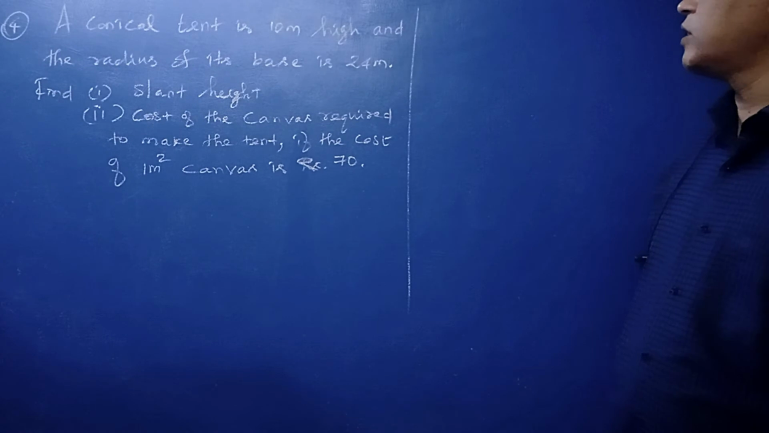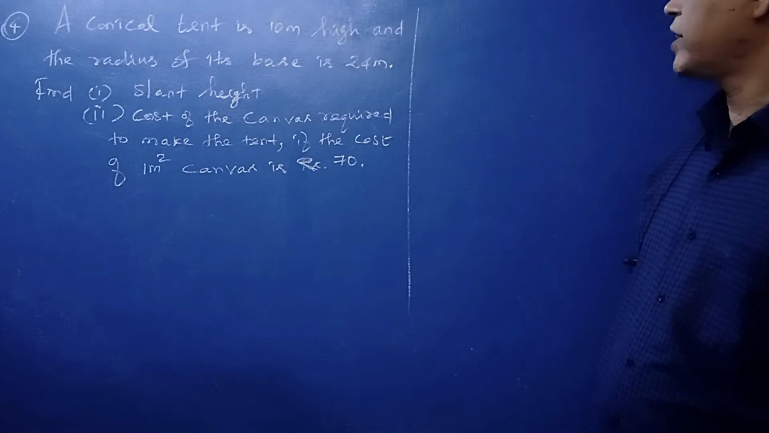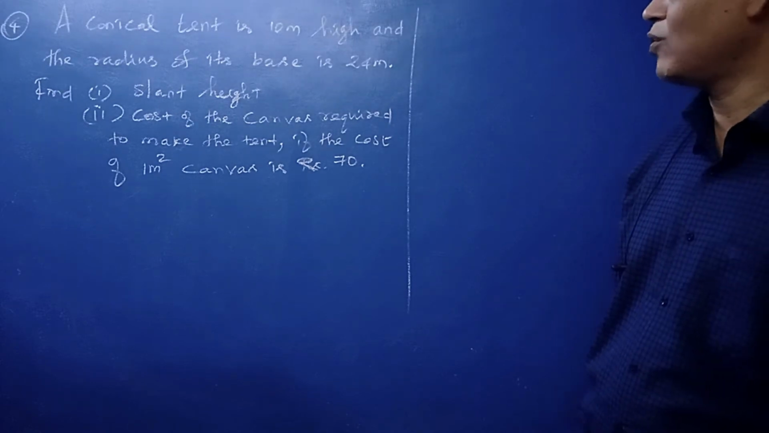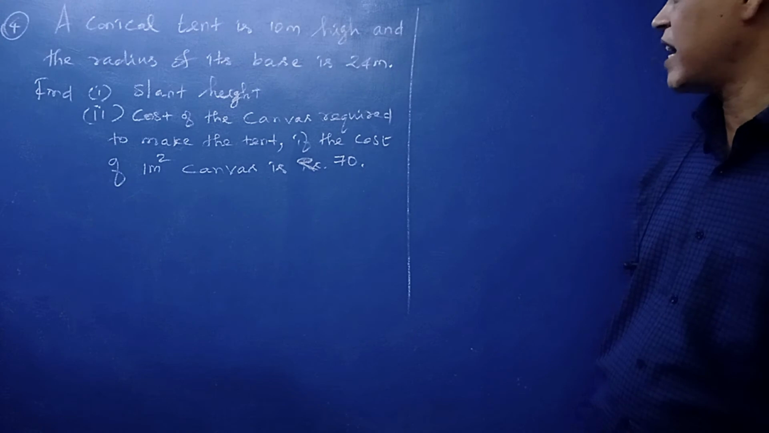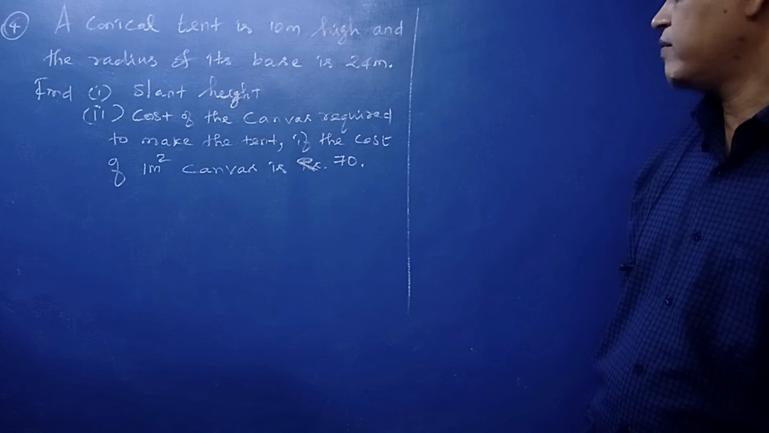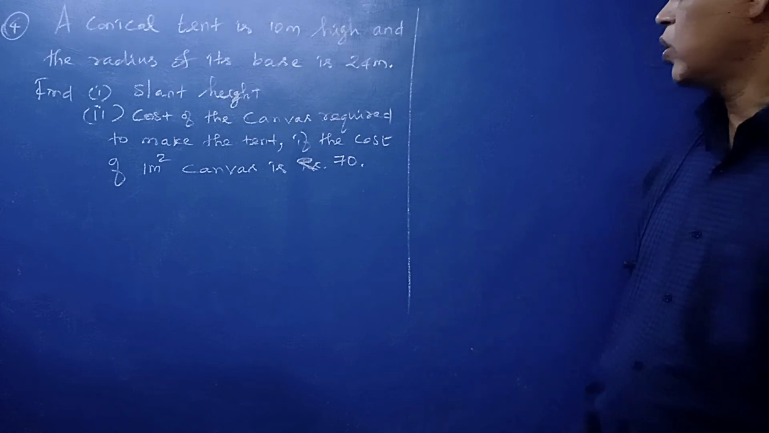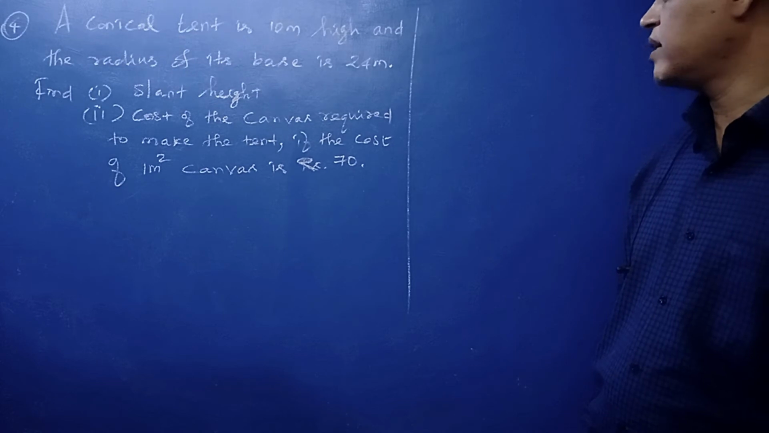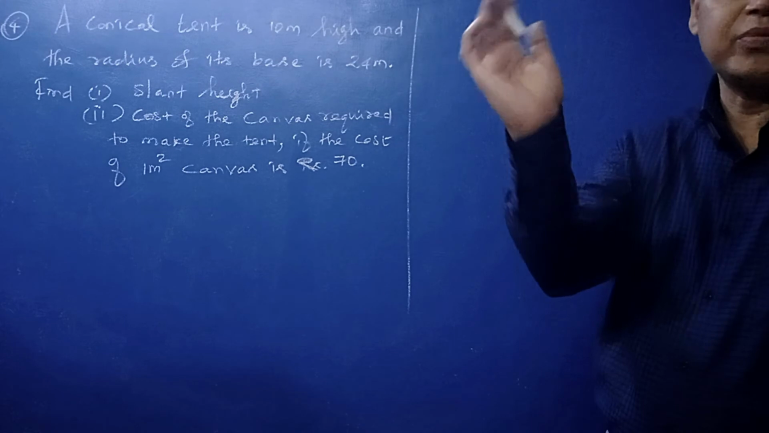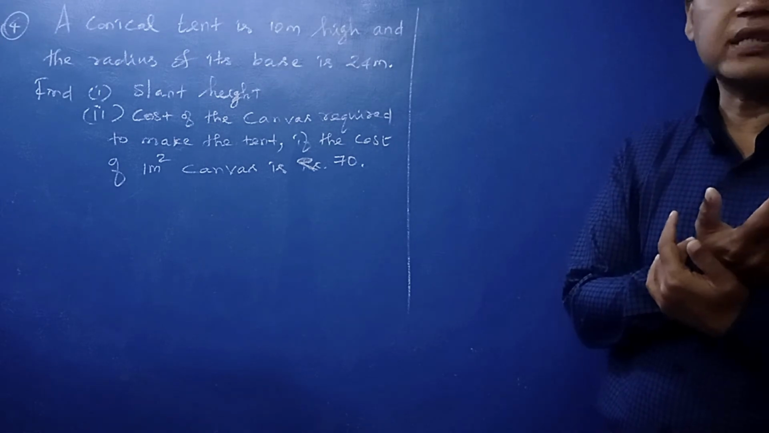Fourth problem here: a conical tent is 10 meter high and the radius of its base is given as 24 meter. The slant height is not given, you have to find it out. Next, you have to find the cost of canvas required to make the tent, if the cost of 1 meter squared canvas is given. So the required canvas is equal to what? The curved surface area of the cone.